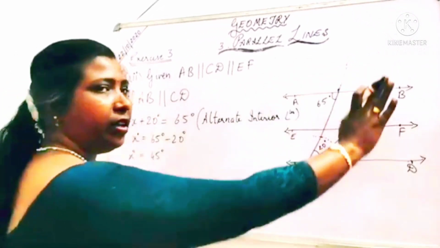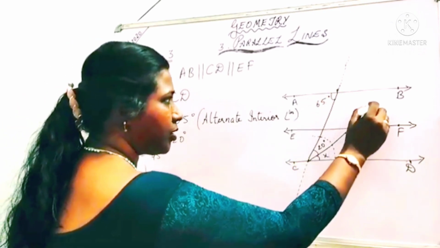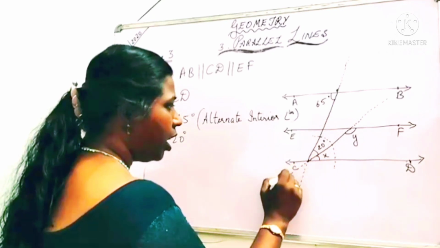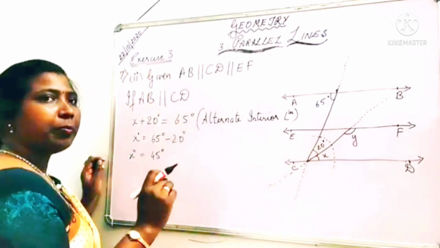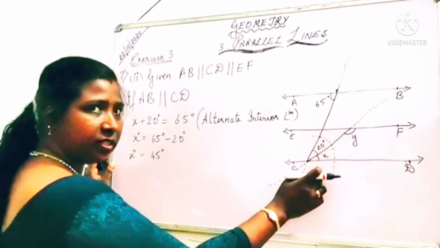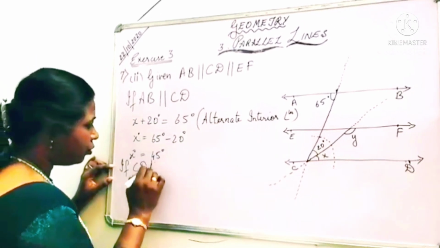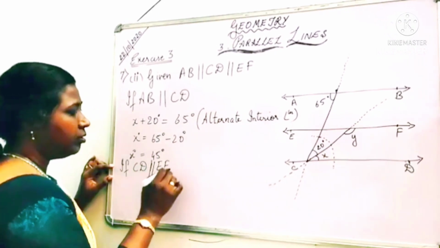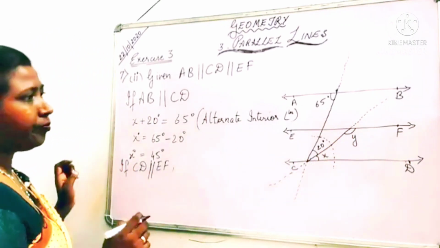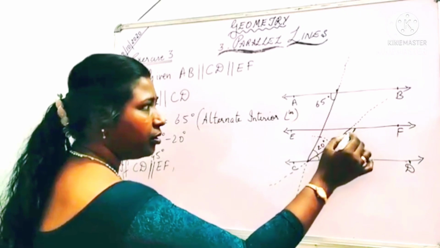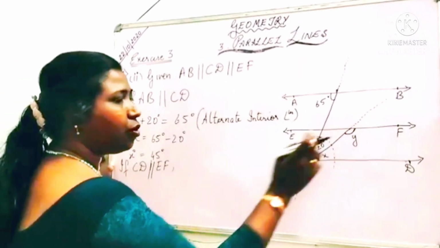Now again I am leaving this transversal and taking another transversal, just extending this line so that it will be easy for you to understand. Now in which parallel lines is it? It is in EF and CD. So if CD is parallel to EF, then the angle formed by the transversal, what is the angle we are forming? Now see, these both angles are forming on the same side. Same side means it is a co-interior angle.